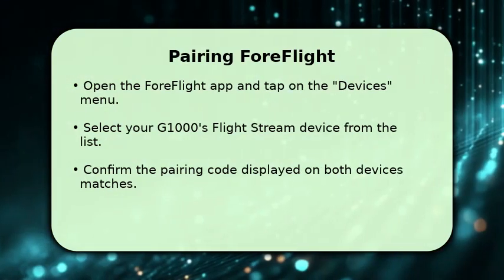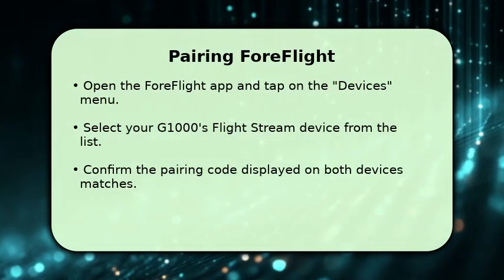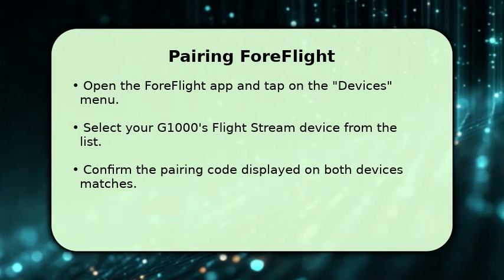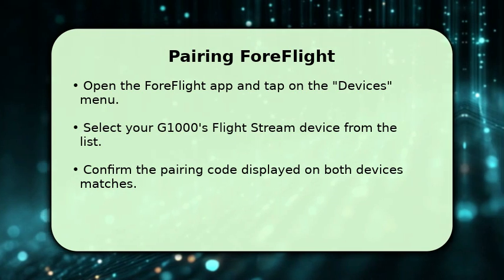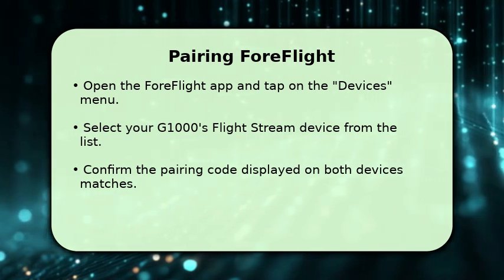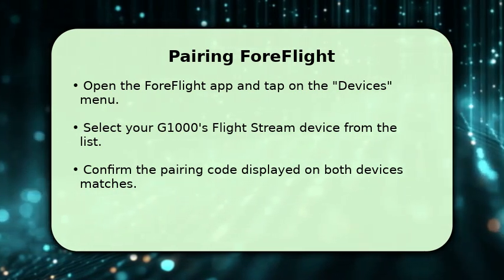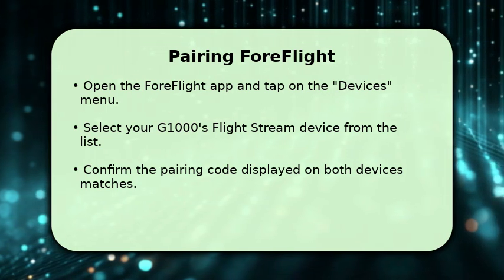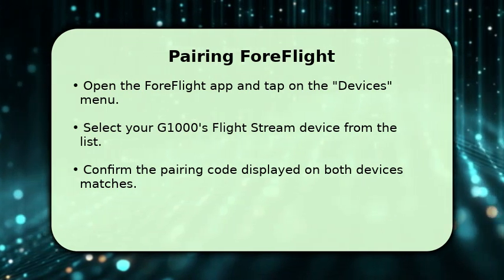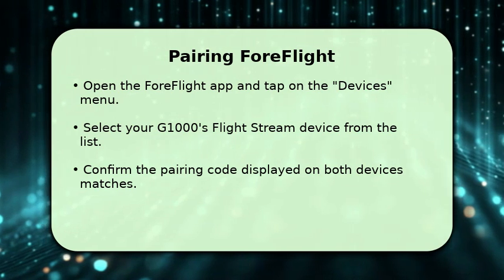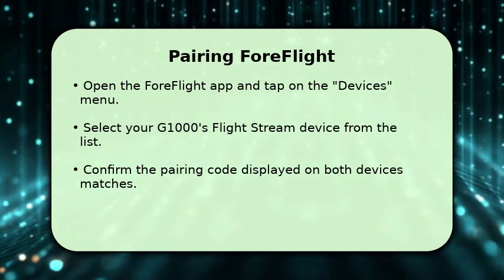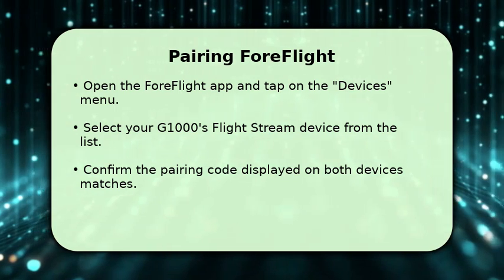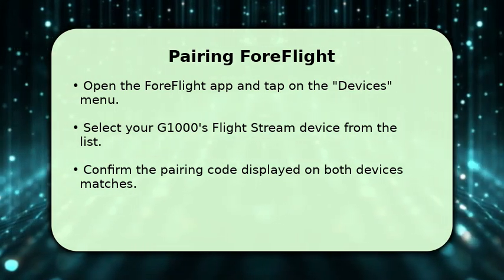With your G1000 broadcasting, it's time to connect using ForeFlight. Open your ForeFlight application and tap on the Devices menu, usually found at the bottom. You should see your G1000's flight stream device appear in the list of available connections. Select it, and then carefully confirm that the pairing code displayed on both your G1000 and your ForeFlight device matches exactly. This ensures a secure and correct connection.